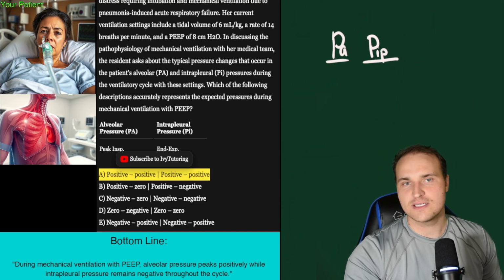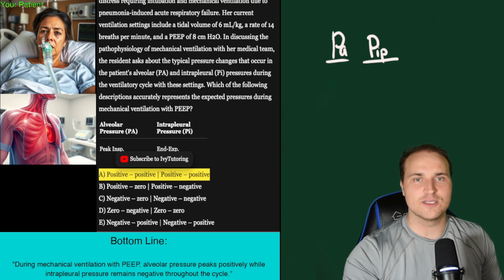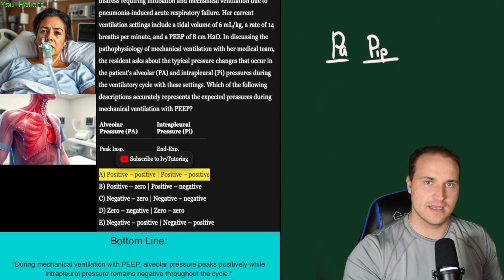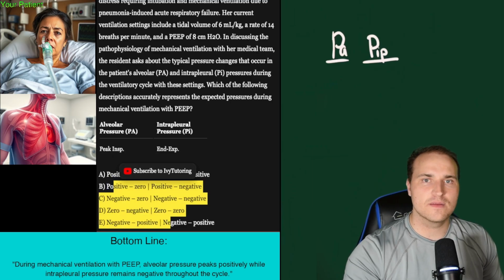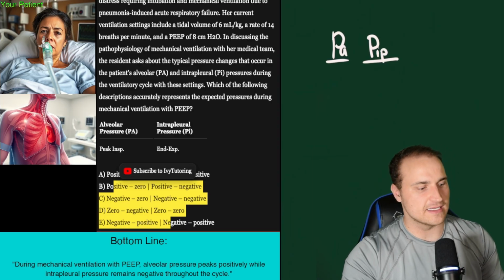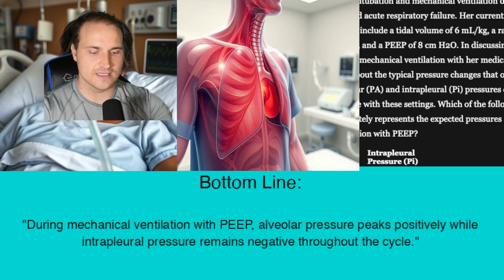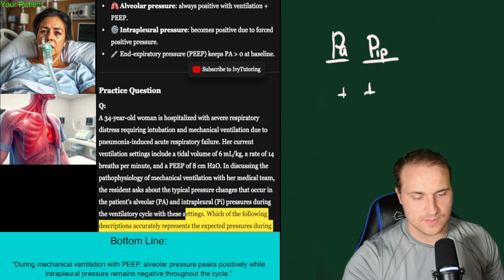And so in this patient, they're on a ventilator, they got a PEEP, and it's set to 8 centimeters H2O. And so she's getting positive pressure both during inhalation and between breaths, thanks to the PEEP. All right, so all these other choices are wrong because they show either zero or negative pressures, which only happens in normal breathing, not when the machine is pushing in air. So everything stays positive. All right, so the bottom line is during ventilation with PEEP, alveolar pressure peaks positively while intrapleural pressure remains positive. That is the answer.